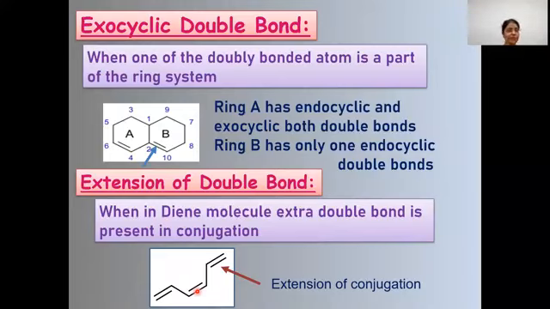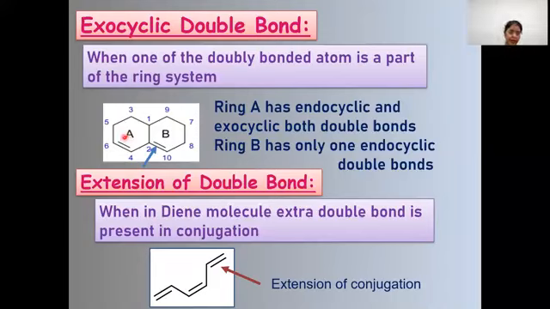Endocyclic, which is present within the ring. Exocyclic, which is not present in the ring, but any of the double bonded carbon is a part of the ring. For example, this is the example of conjugated diene. Two rings are present, A and B.